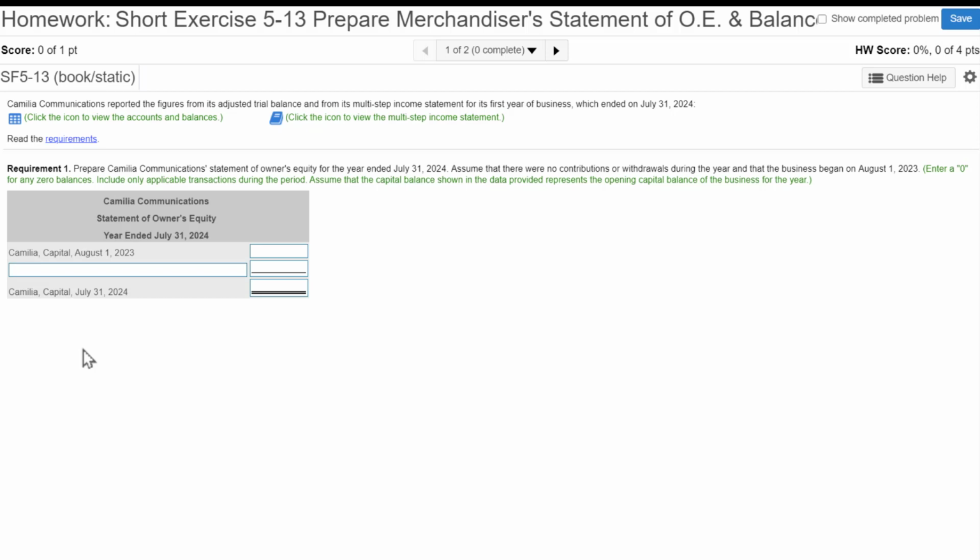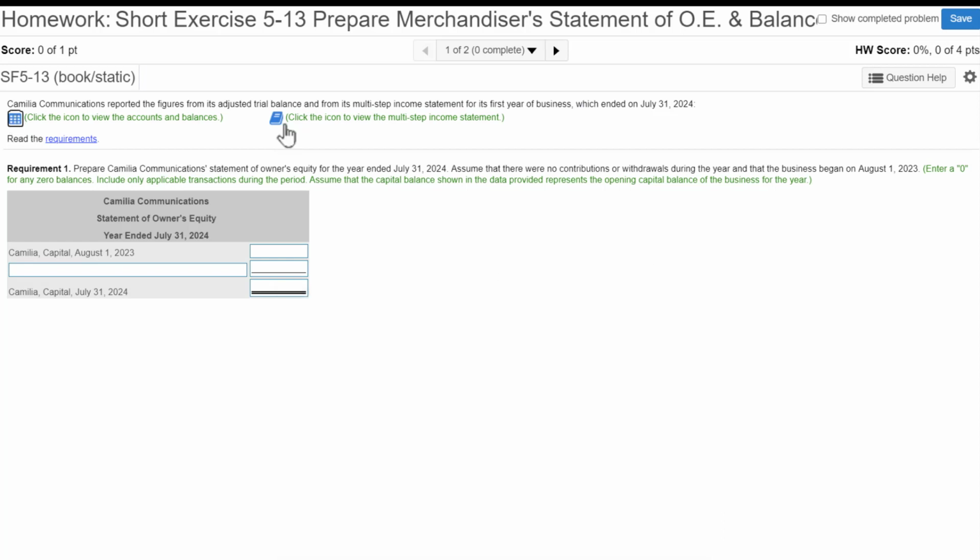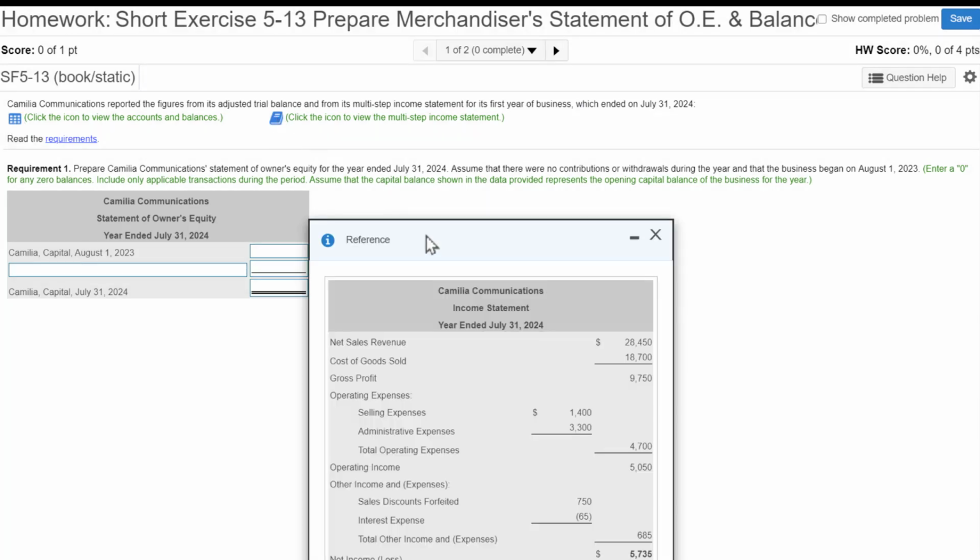Short exercise 5-13. We're going to prepare a merchandiser's statement of owner's equity and balance sheet. It's for the same company, Camellia Communications. The company reported the figures from its adjusted trial balance and its multi-step income statement for its first year of business. This is the adjusted trial balance, and this is the income statement.